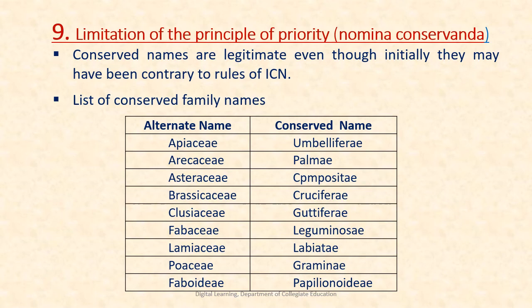So Umbelliferae, Apiaceae, correct name. Similarly, Palmae, Arecaceae, Areca is the type genus. Compositae, Asteraceae, Aster is the type genus. Cruciferae, then Brassicaceae, Brassica is the type genus. Guttiferae, Clusiaceae. Leguminosae, Fabaceae, Faba the type genus. Labiatae, Lamiaceae, Lamium. Then Gramineae, Poaceae, Poa. Then lastly, this is the subfamily Papilionoideae, and the alternate name is Faboideae.